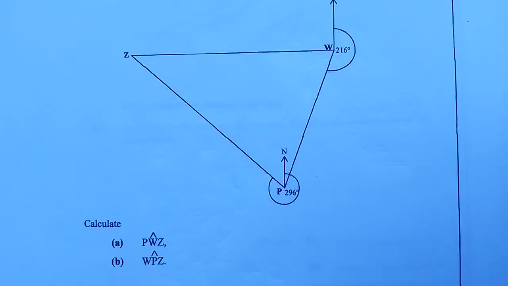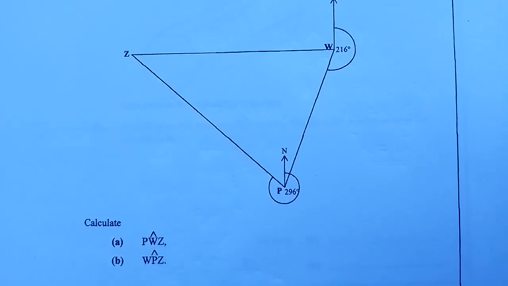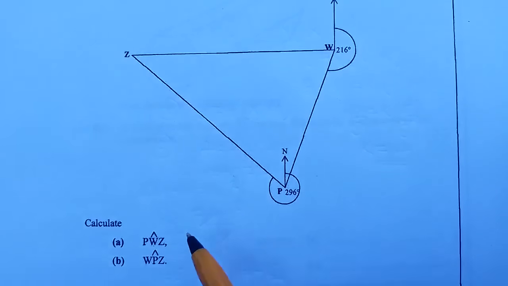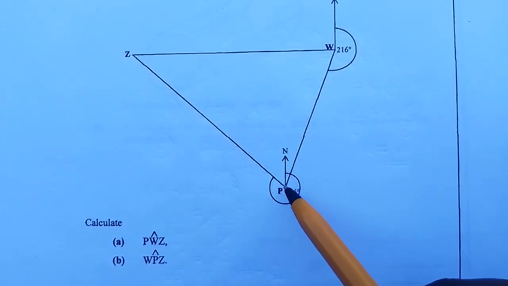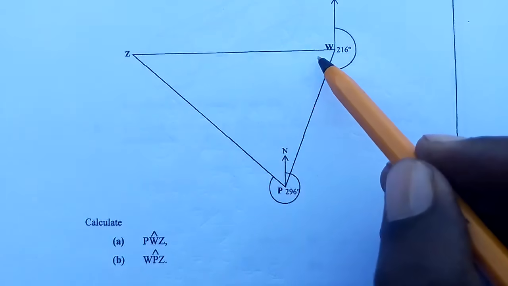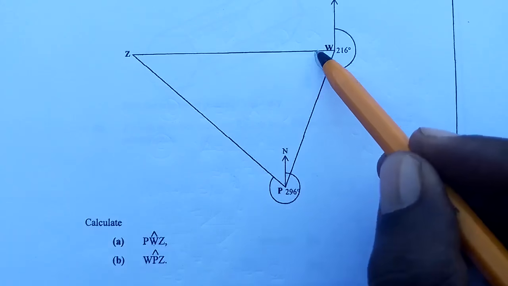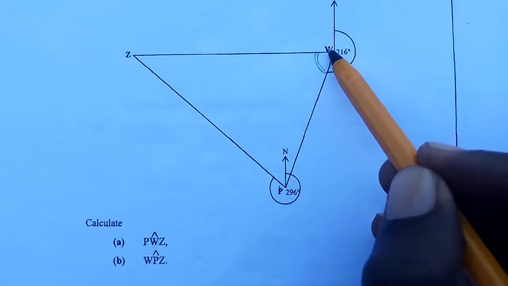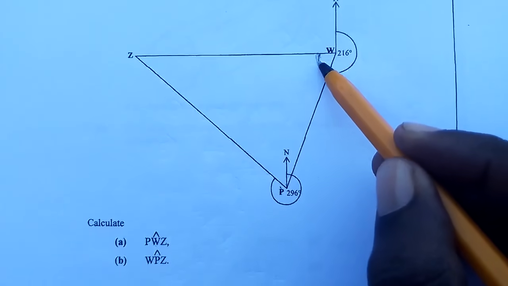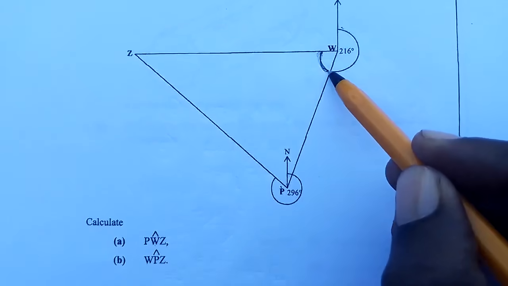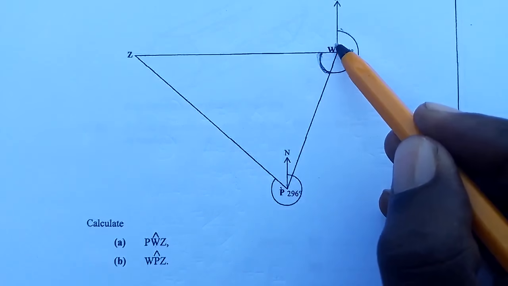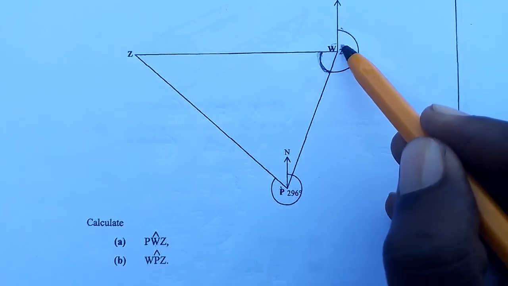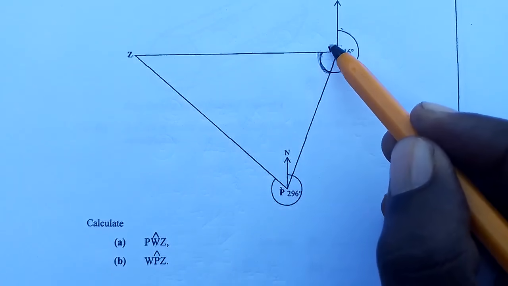So what's the first question there? It's only two questions. You find what? P, W, Z. So you find P. Where is P? P is here. You find this angle that is here. Have you seen? How can you find that one? From there to there, you know. Then this one here is making a 90 degrees angle.